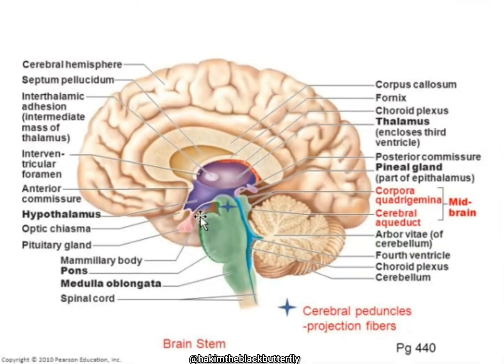Of course, we have to look at the other structures, the other parts of the brain which are surrounding the thalamus, because we have to appreciate the gross region where it is located.